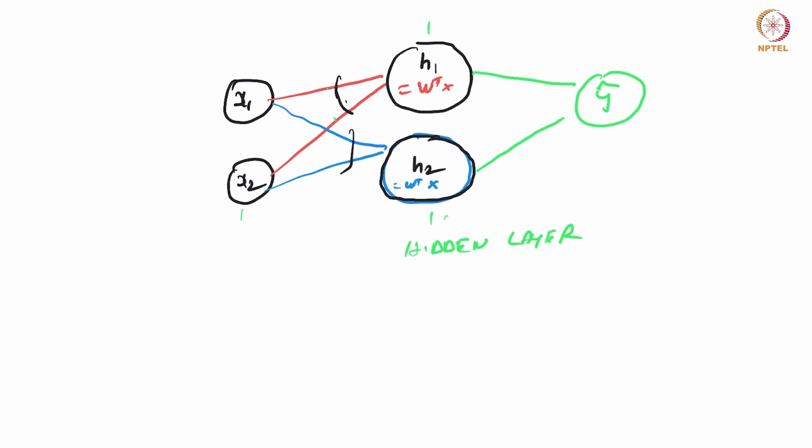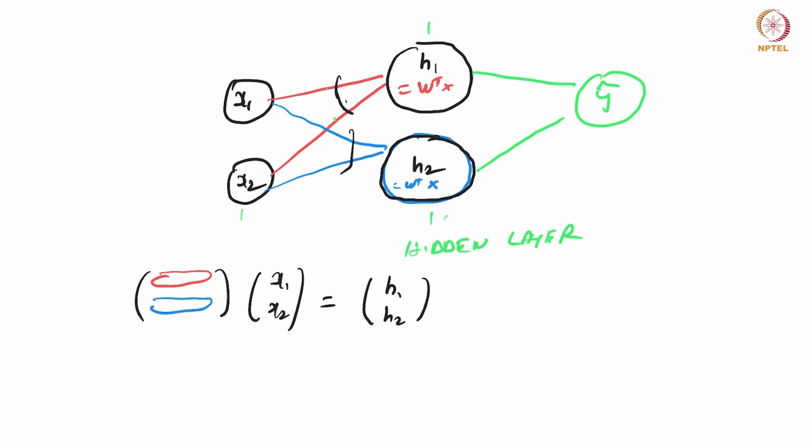So then we can write h1, h2 as, you have a red column and a blue column. So this is a 2 cross 2 matrix. This is a 2 cross 1 vector that gives you a 2 cross 1. So that's why the input to every layer is a vector.